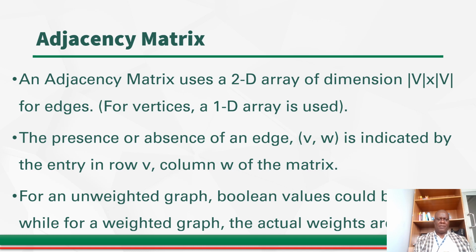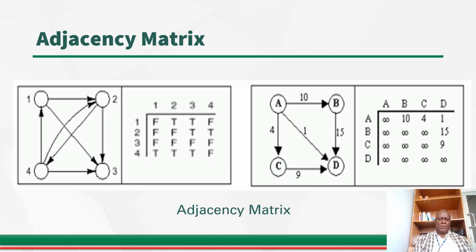Adjacency matrix. An adjacency matrix uses a two-dimensional array of dimension V by V for edges. For vertices, a one-dimensional array is used. That is an adjacency vertex. The presence or absence of an edge VW is indicated by the entry in row V, column W of the matrix. For an unweighted graph, Boolean values could be used, while for a weighted graph, the actual weights are used. This is an adjacency matrix.